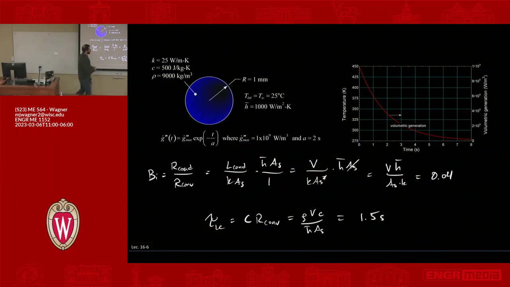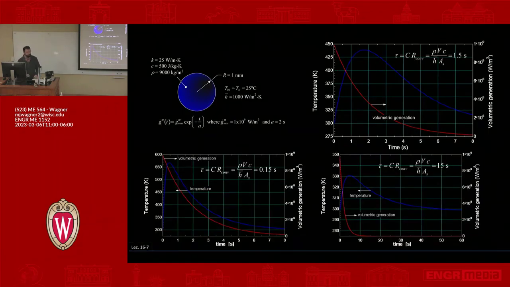So looking at our time scale for the volumetric generation decay, 1.5 seconds is on the order of magnitude where we're probably going to expect to see some interesting behavior. If it was 0.15 seconds, it would just follow right along. If it was much longer, it might not do anything at all. So we're kind of in that sweet spot. Okay, so moving on then.